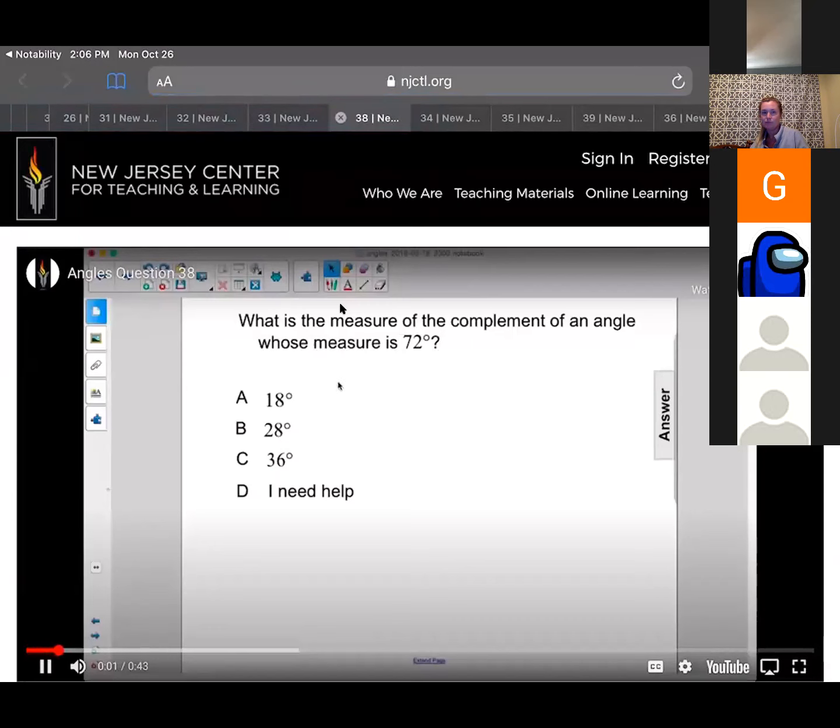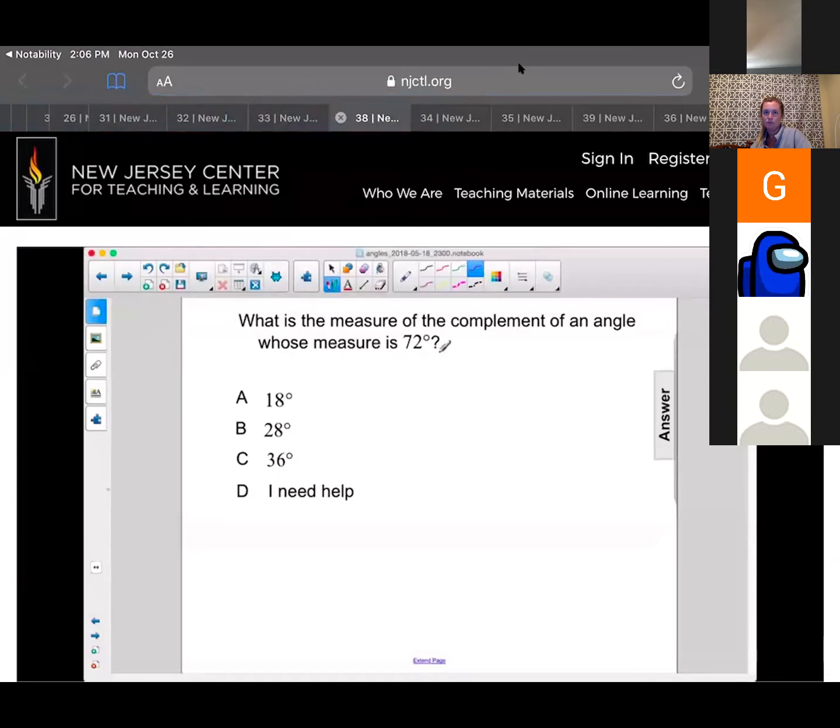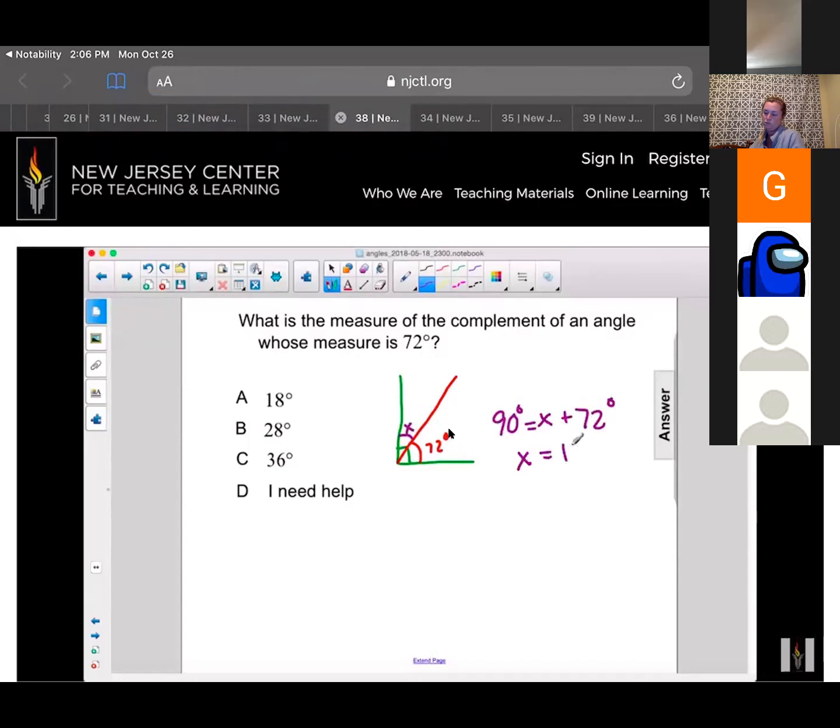What is the measure of the complement of an angle whose measure is 72 degrees? All right, so we have an angle here, a right angle, and we have a line like this, and we know that this portion is 72 degrees. Then what is this angle here? So because we know that the entire angle is 90 degrees, that would be x plus 72 degrees. Therefore, x equals 18 degrees. A. This portion here is 18 degrees. Add that to 72 degrees, and we get the full right angle, 90 degrees.